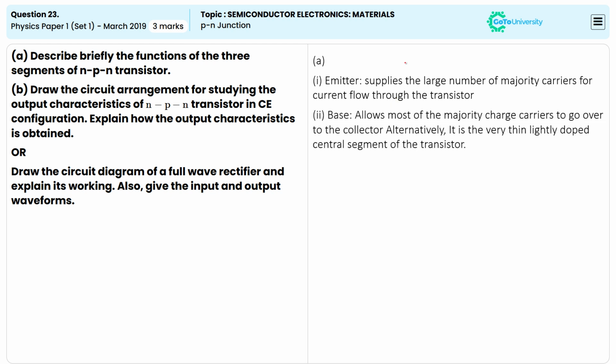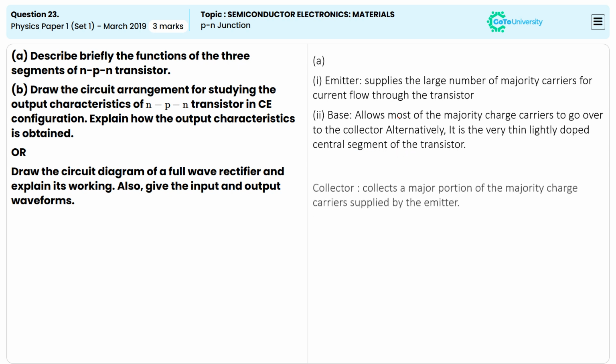It supplies a large number of majority carriers for current flow through the transistor. Second one is the base. It allows most of the majority charge carriers to go over to the collector. Alternatively, we can say it is the very thin, lightly doped central segment of the transistor.